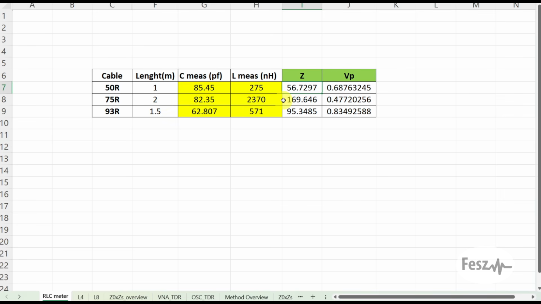Now, it's true that this is a low frequency measurement. My RLC meter runs at a maximum of 100 kHz, so you can expect some deviations from what the transmission line will behave like at high frequency, but this value is off by too much. Specifically, the inductance seems to be problematic.